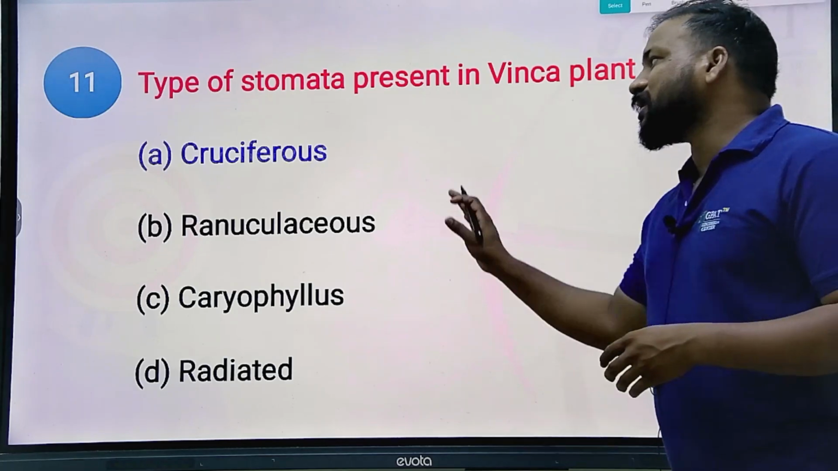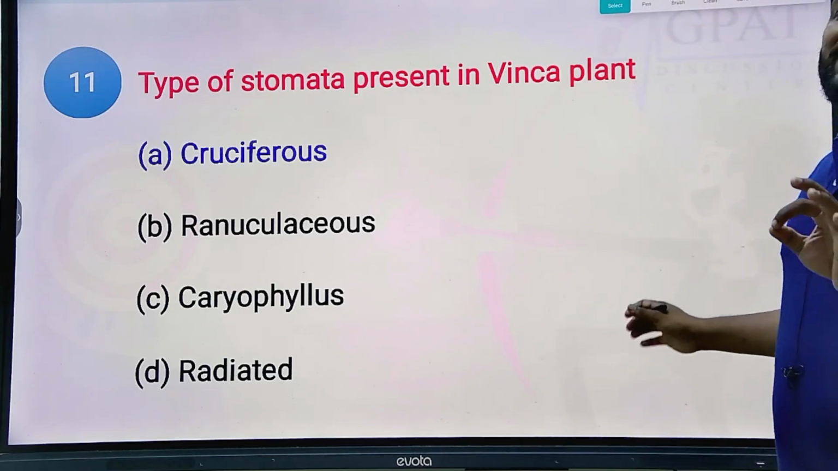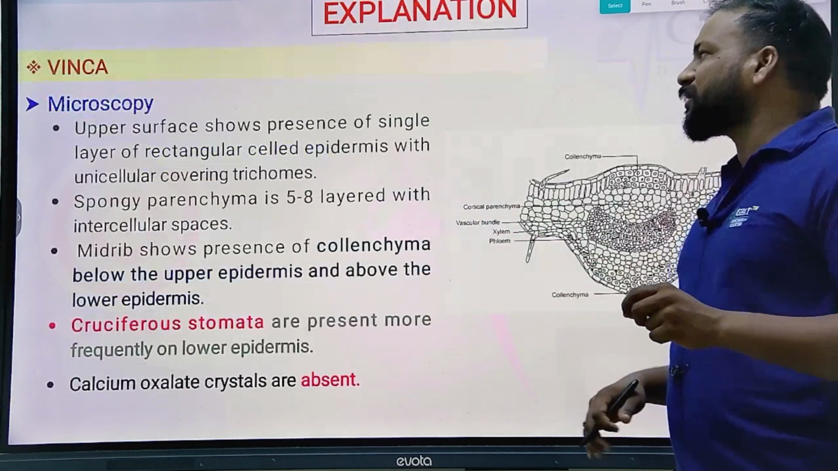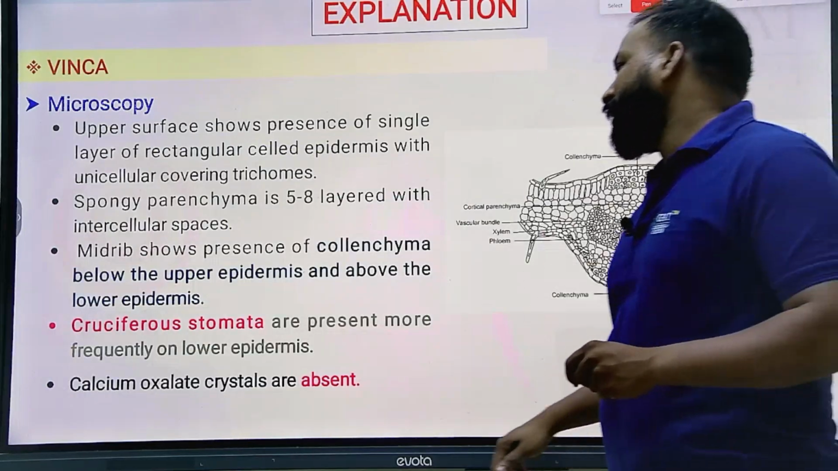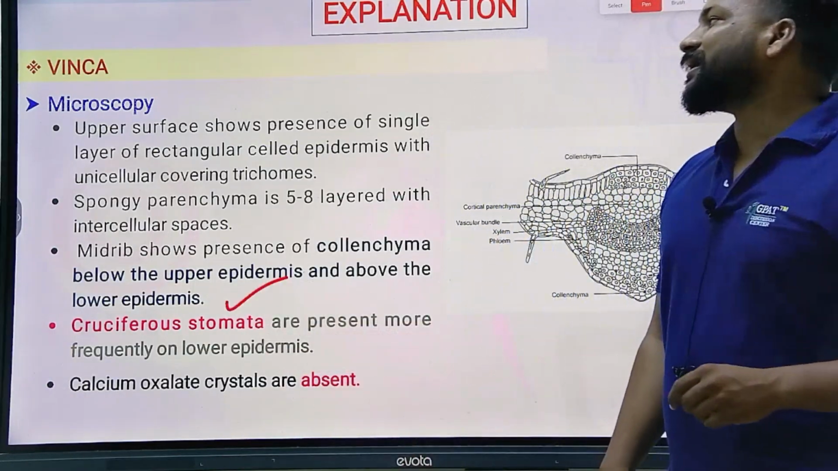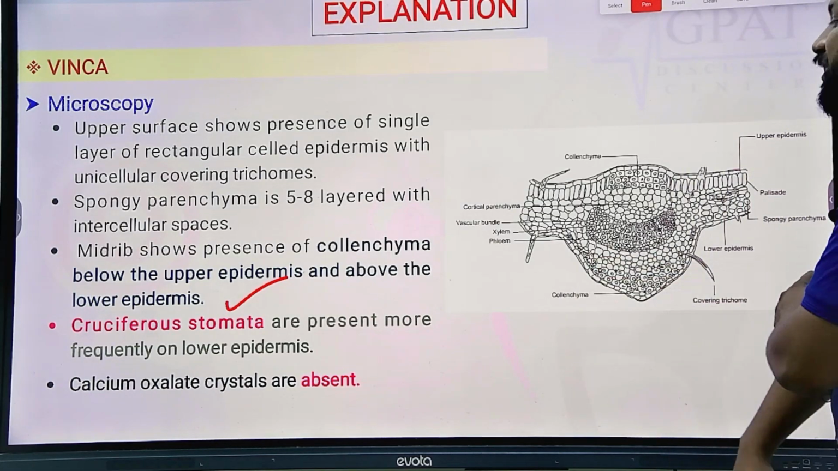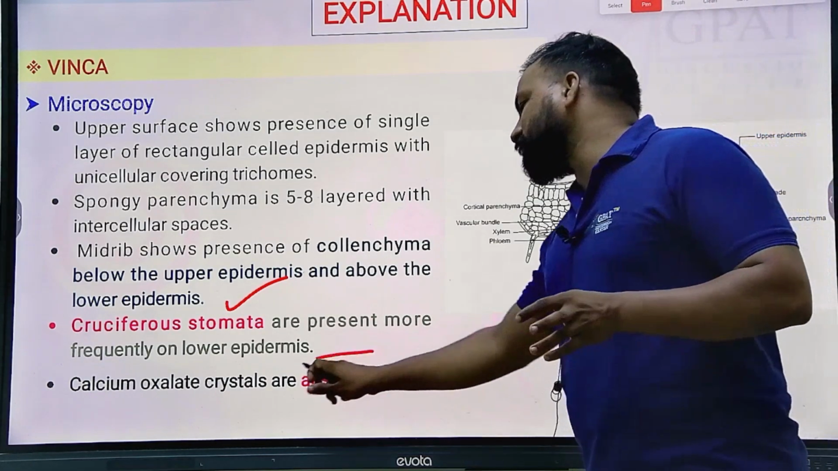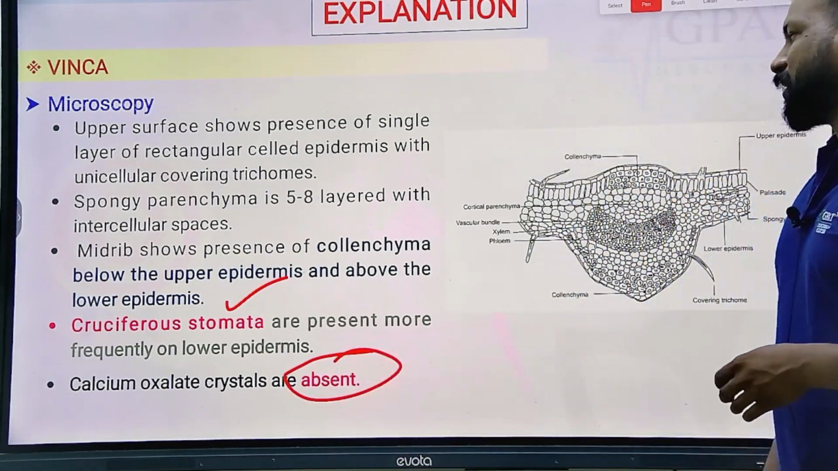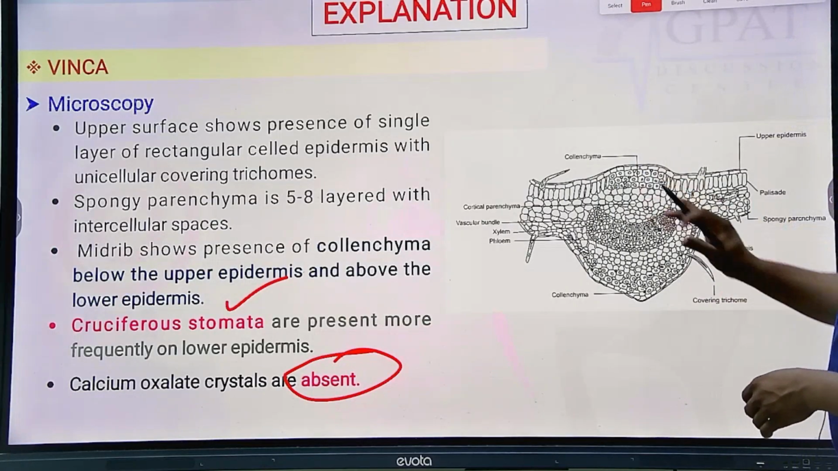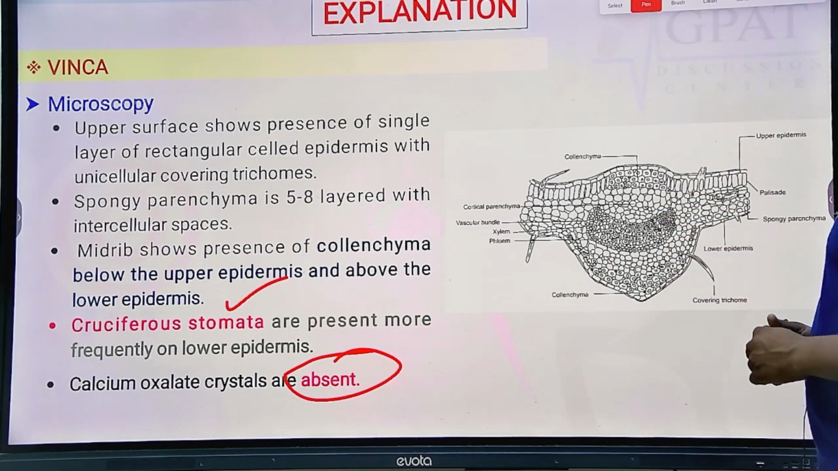Undoubtedly, cruciferous or anisocytic stomata, the irregular cell type of stomata, is found in vinca leaf. But here the calcium oxalate crystals are absent, dear aspirants. So this was a TS of vinca leaf.